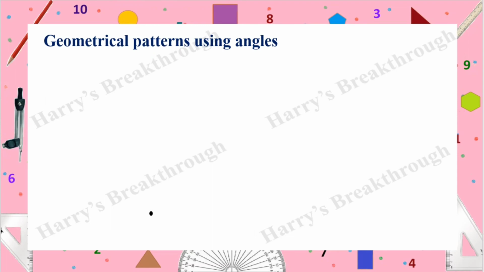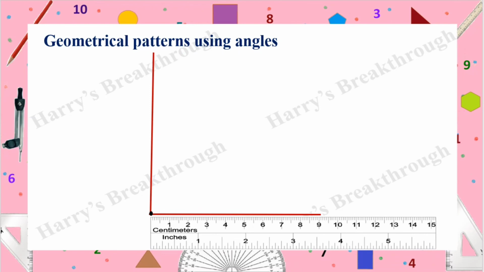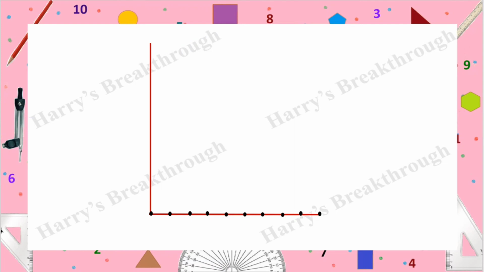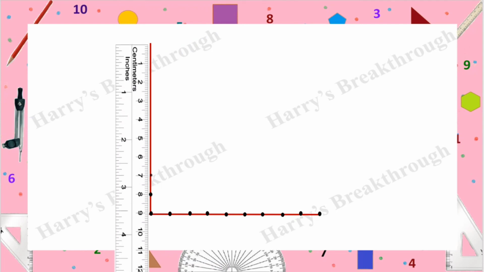Next one. Let's draw some geometrical patterns using angles. So for that, let's draw an angle at 90 degrees. Then mark points at 1 centimeter gap. So here I'm marking some points at 1 centimeter gap. Like that, you can mark on the vertical line also. So we got equal points on 2 lines.